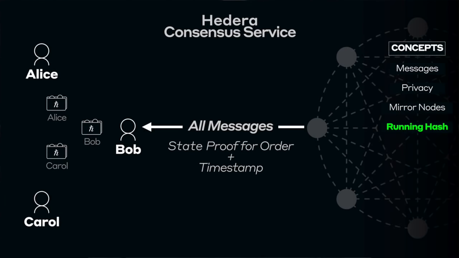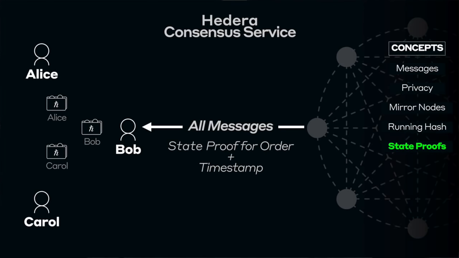There will be a running hash on these messages within a topic. We'll talk about that in a second. But basically that ties them together. And so you will easily be able to store all these messages on your hard drive and later prove to an auditor that none are missing and none were modified. All you need is a state proof on the very last one, and the running hash verifies all of them.